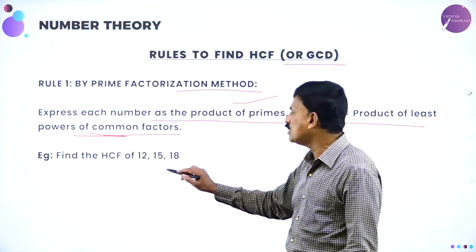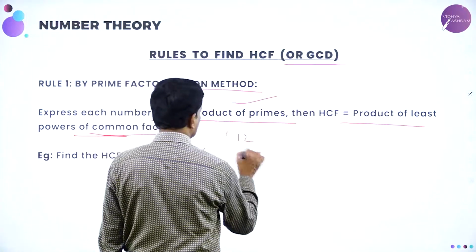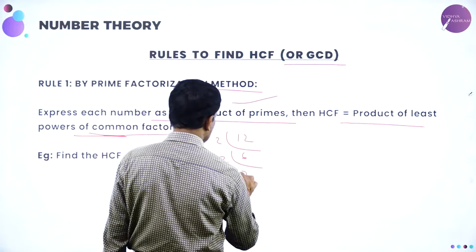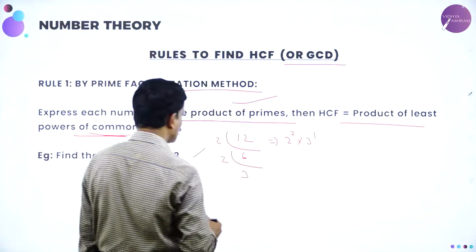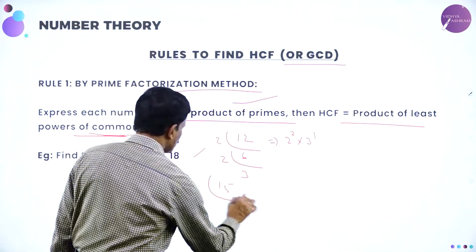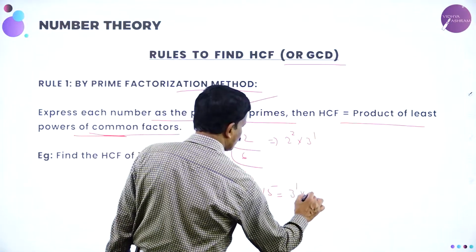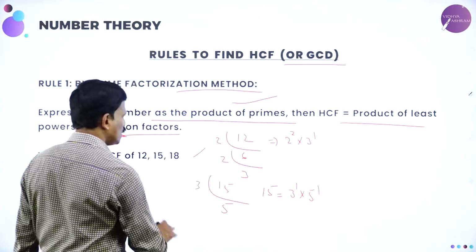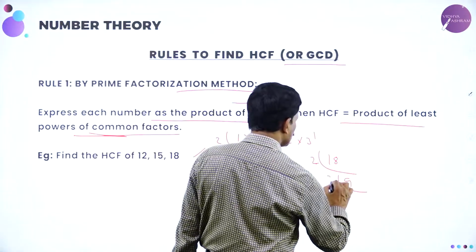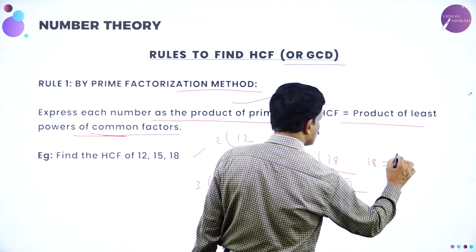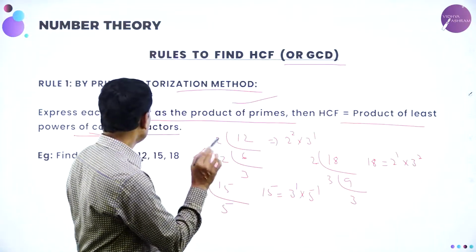Now let us take an example. Find the HCF of 12, 15 and 18. Write down 12, 15 and 18. The factors of 12: 2 sixes are 12, 2 threes are 6. So 12 can be written as 2 square into 3 to the power of 1. Similarly, 15 can be written as 3 fives are 15. So the factors of 15 are 3 to the power of 1 into 5 to the power of 1. And similarly for 18, 2 nines are 18, again 3 threes are 9. So 18 can be written as 2 to the power of 1 into 3 square. These are the factors of 12, 15 and 18, right?